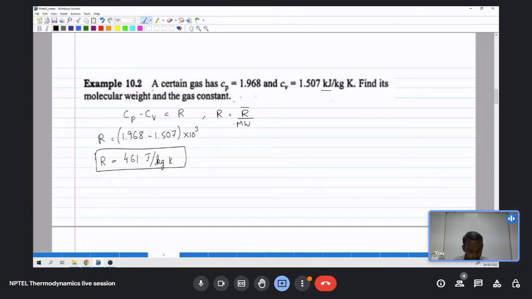Now I can calculate the molecular weight by using this formula. 461 is equal to 8314 divided by molecular weight. So that means molecular weight is 8314 divided by 461. So this is 18.03 gram per mole.